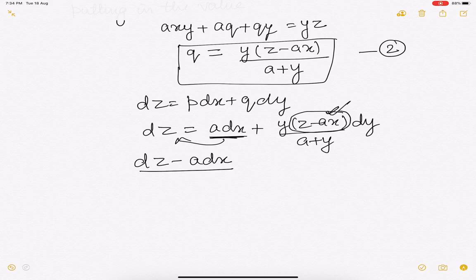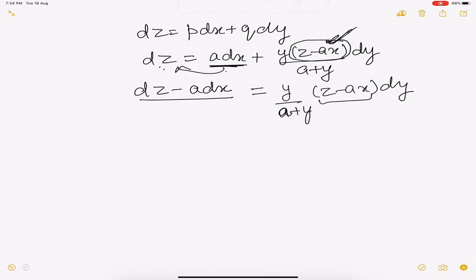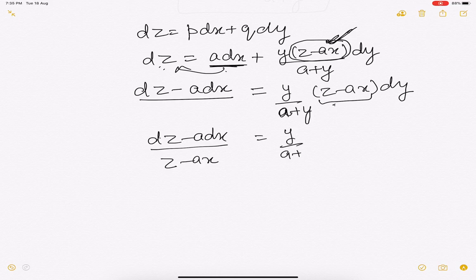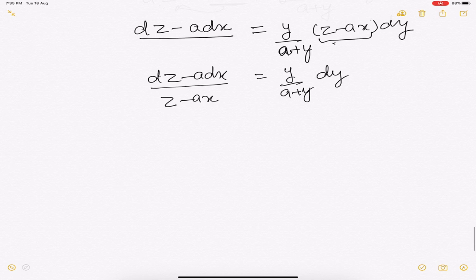So once I have seen that z minus ax is here, I am taking this a dx on the left hand side. So we have dz minus a dx is equal to y upon a plus y times z minus ax dy. Taking this term on the left hand side, we have dz minus a dx upon z minus ax is equal to y upon a plus y dy. Now our variables are separated. Now we can easily integrate this.